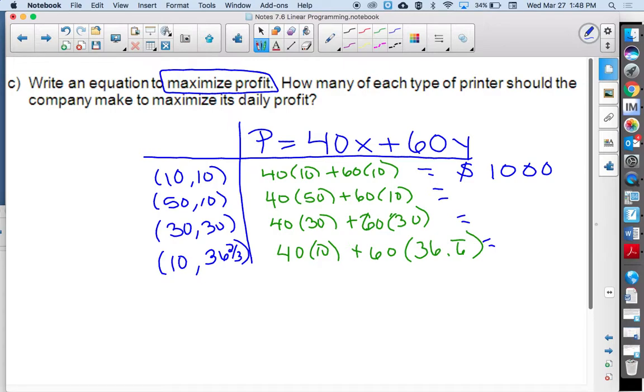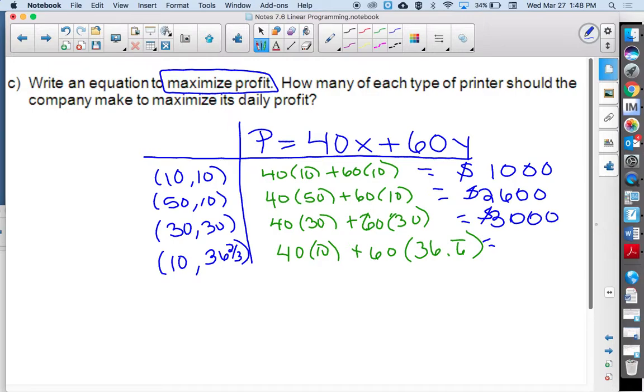40 times 50, 60 times 10. 2,600. Yeah, 2,600. So 4 times 5 is 20, add the extra 2 zeros. 60 times 10 is 600. How about 30, 30? Chelsea? 3,000 even.